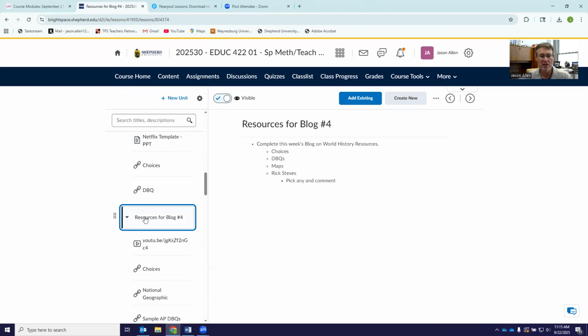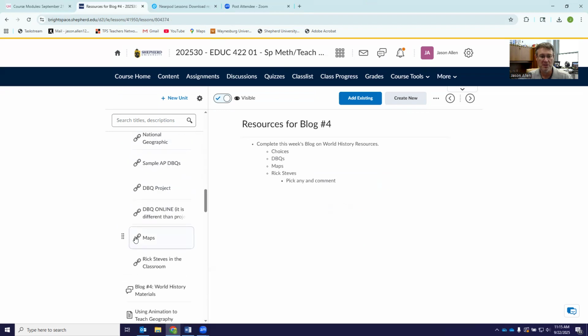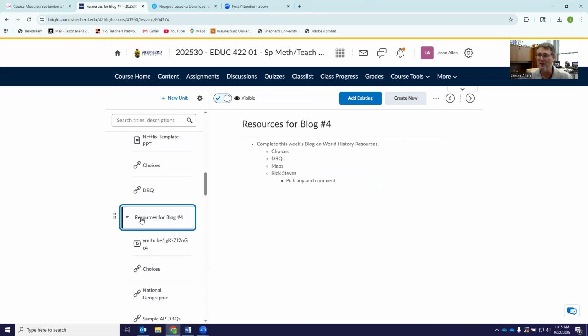Resources, you're going to complete the blog. Here's some more of the resources if you need them, DBQs. You can do it on any of this stuff, though. I don't care for resources for the blog.